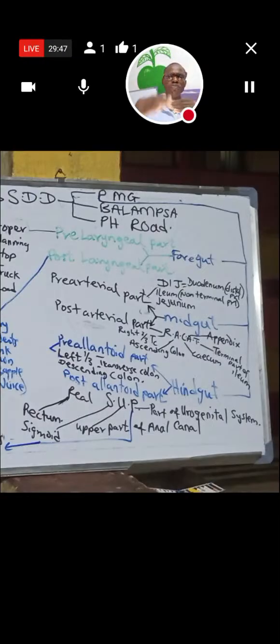Each of the foregut, midgut, and the hindgut is divided into two: prelaryngeal, postlaryngeal, pre-arterial, post-arterial, pre-allantoid, post-allantoid. Now, can you pause this video and say those things? Pick your book. Write out the outline for embryology and the outline for histology, just like I've said. If you didn't get that, you wasted this video. So go back and watch again.